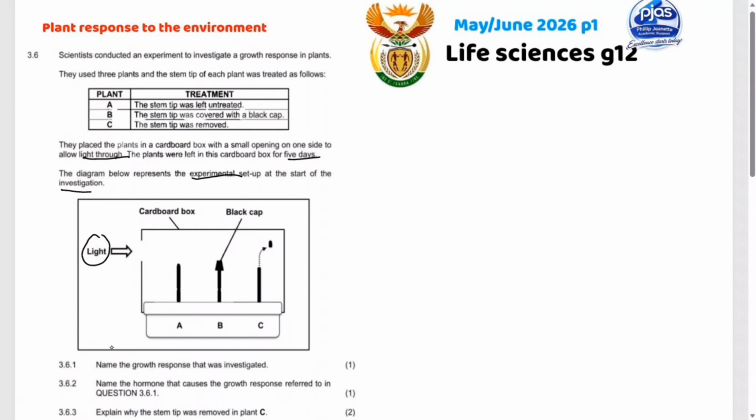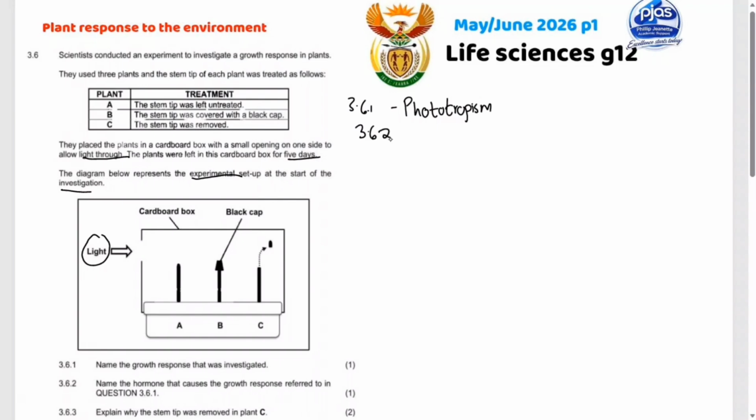The first question says name the growth response that was investigated. Good people, this will be phototropism. Why? Because light is there.